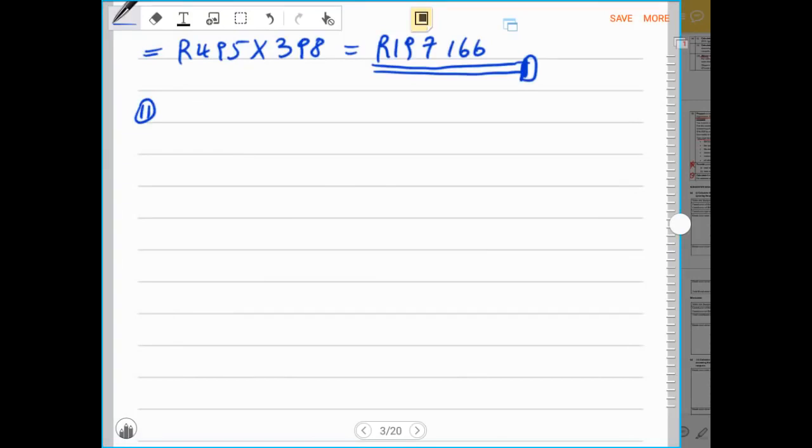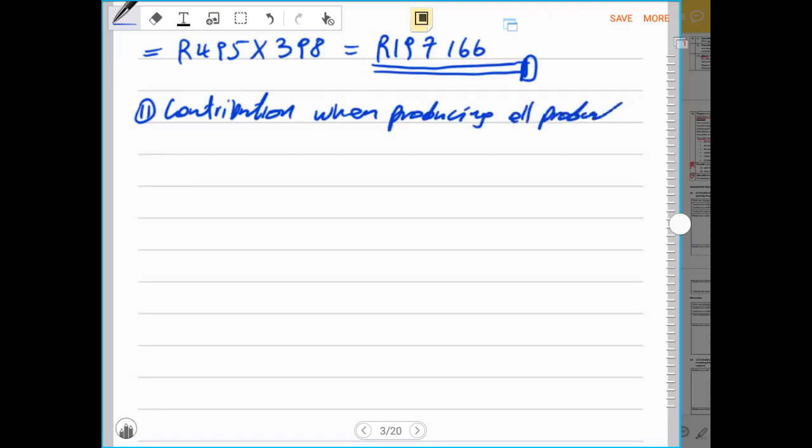So now we have to calculate the contribution before they discontinue. Contribution when producing all products. When they are producing all products, we will have Bambalot and the Wilson product. We had our contribution per unit.